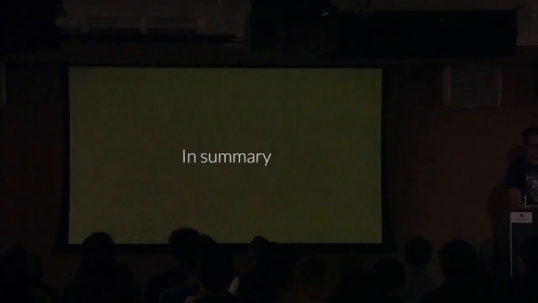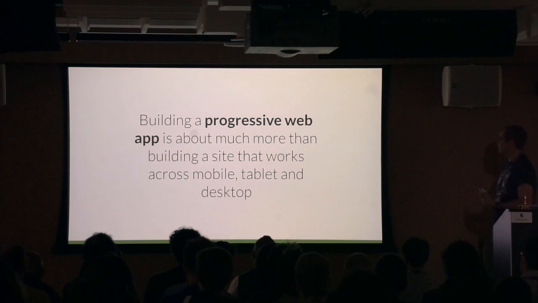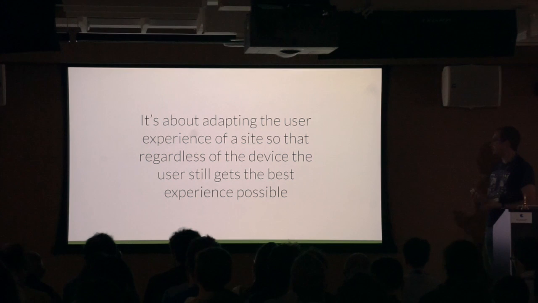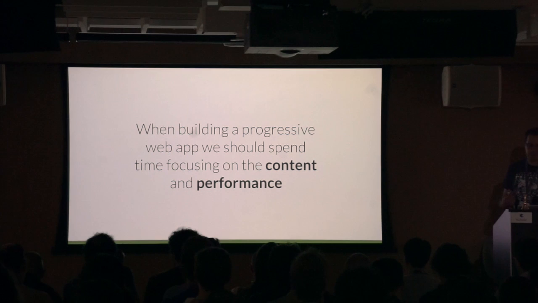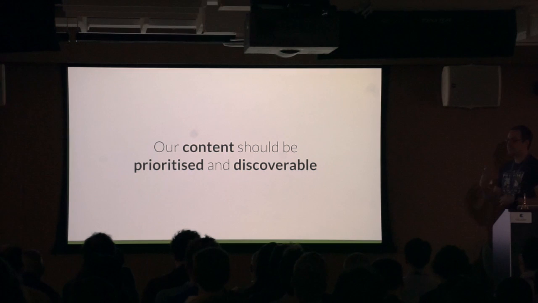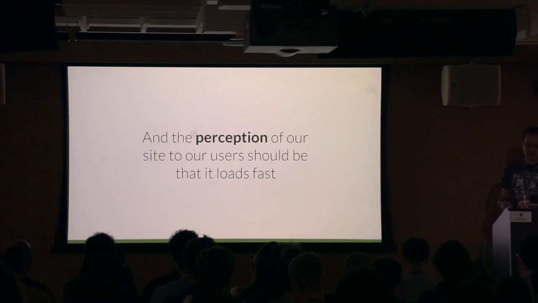So, in summary, building a progressive web app is about much more than building a site that works across mobile, tablet, and desktop. It's much more than simply adding a manifest to your project and a service worker. You need to adapt the user experience to the size and capabilities of the device, so the user gets the best experience possible. When building a progressive web app, we need to spend time focusing on the content and the performance. We need to make sure the content is the best we can deliver, that it's delivered as fast as possible, and that it's prioritized. So you need to take into account what the user's priorities are when visiting your site. All of this should be discoverable. And finally, the perception our users have of your site should be that it's fast. We don't want our users to have a bad experience with the web.